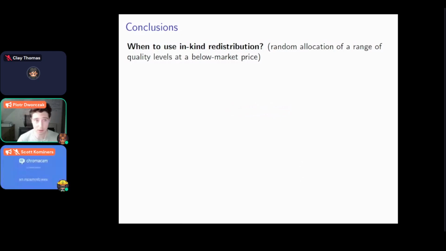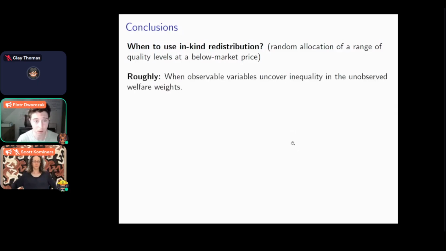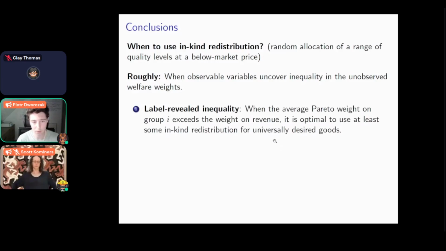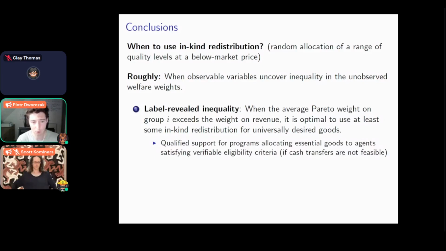What we have learned from this part is there are two distinct reasons to use what we now can call in-kind redistribution, this non-market mechanism where you allocate some quality levels at distorted, basically below market clearing prices. And it happens when something you can observe in the market uncovers some underlying inequality in the welfare weights. And there are two sources of this revelation, potentially. There's the label-revealed inequality, when this observable information in the labels is revealing some groups of high welfare weights. And this can kind of provide some qualified support for programs, like housing programs, where you have to satisfy some verifiable eligibility criteria to be a participant.